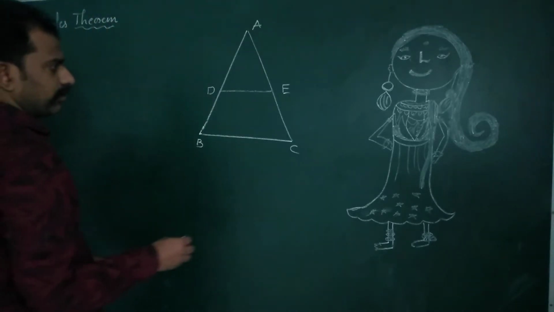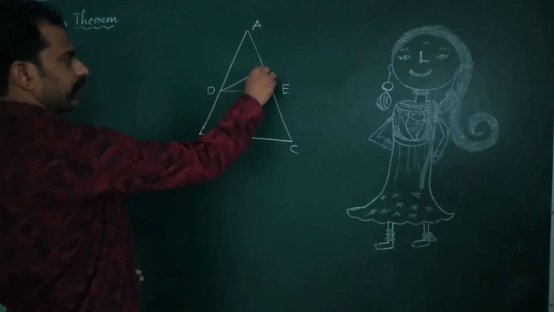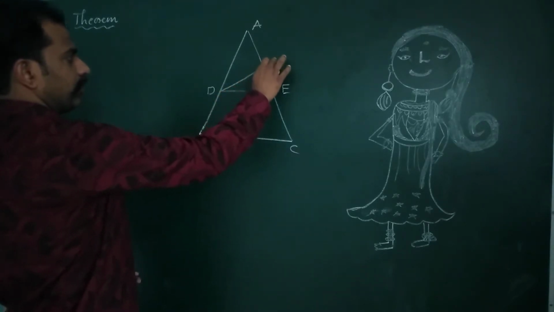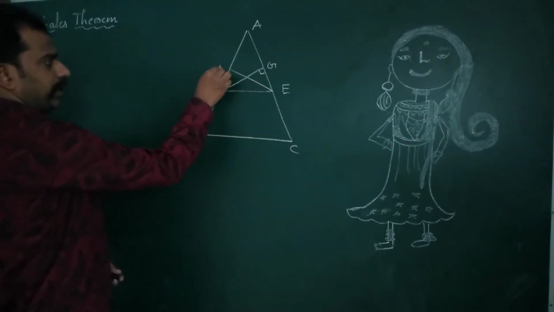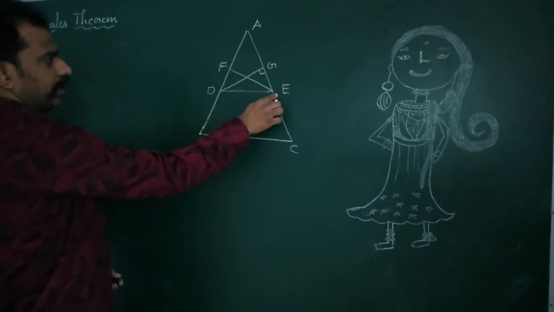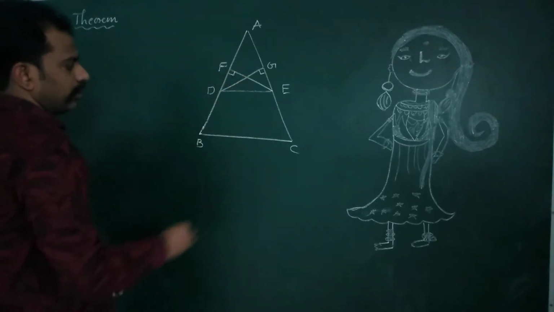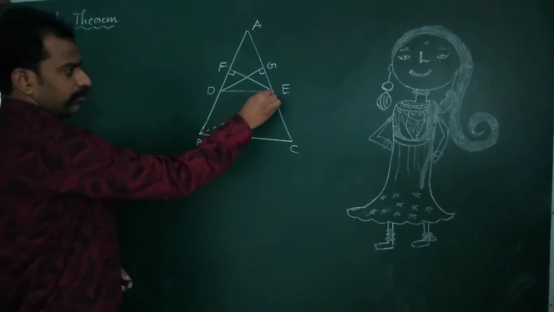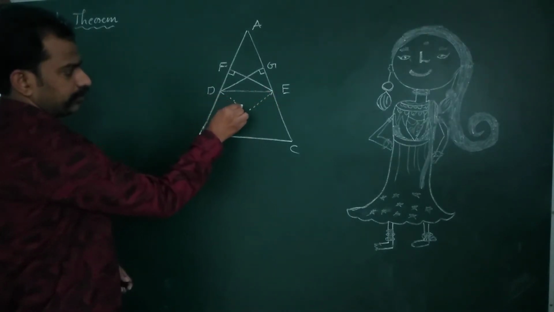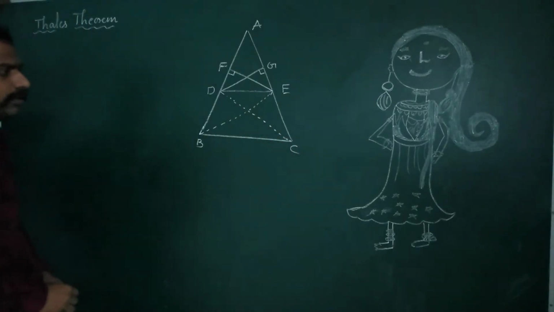Now we have some construction steps. Draw perpendicular DG from D to the side AC and draw perpendicular EF from E to the side AB. So this is also perpendicular. Now join BE and CD.